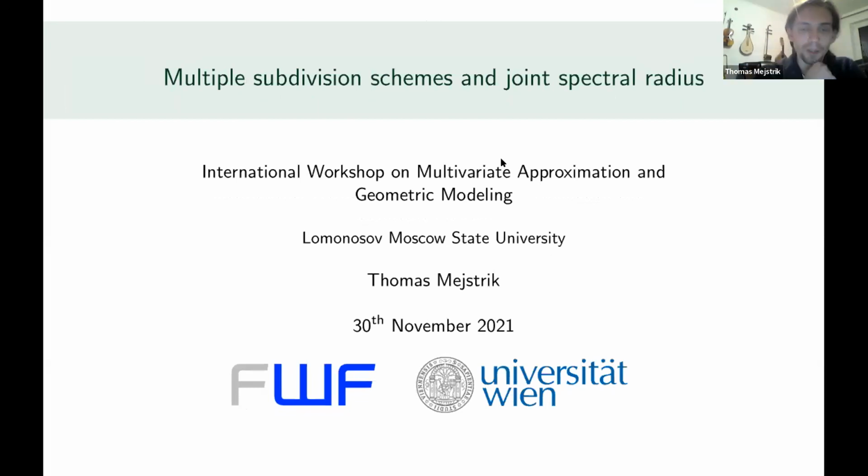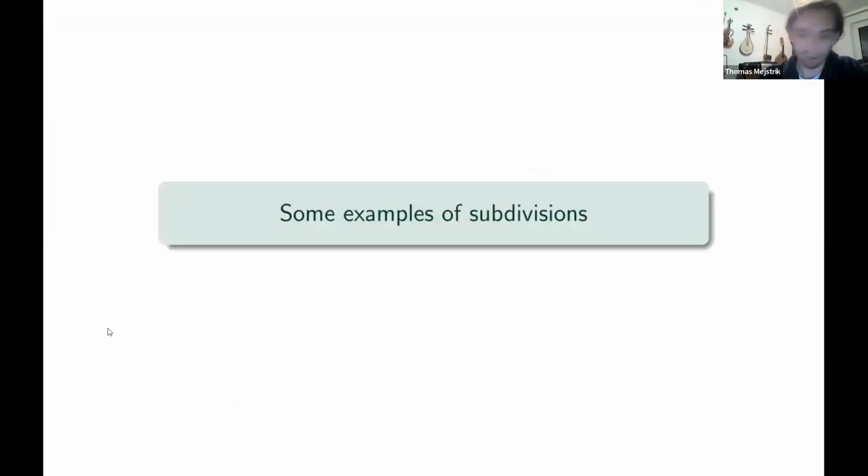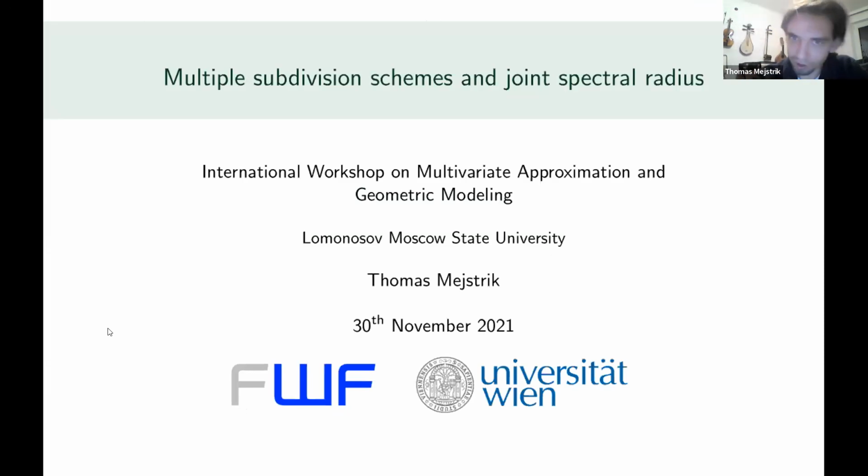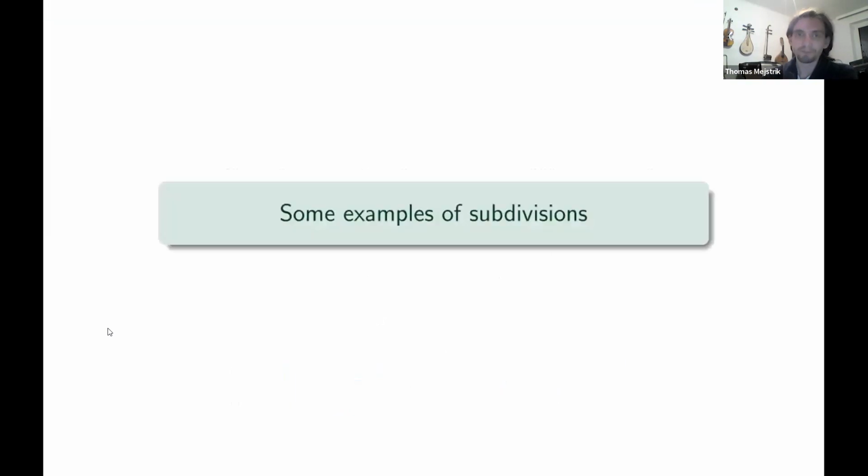I'm very happy. So this talk will be about multiple subdivision schemes, which are a generalization of subdivision schemes, and then I will also show how to prove convergence of those, and this will then lead to the joint spectral radius. So we start with an example of a subdivision scheme. It's one of the first examples of subdivision schemes ever, Chaikin's corner cutting scheme. We saw it also in the first talk of today.